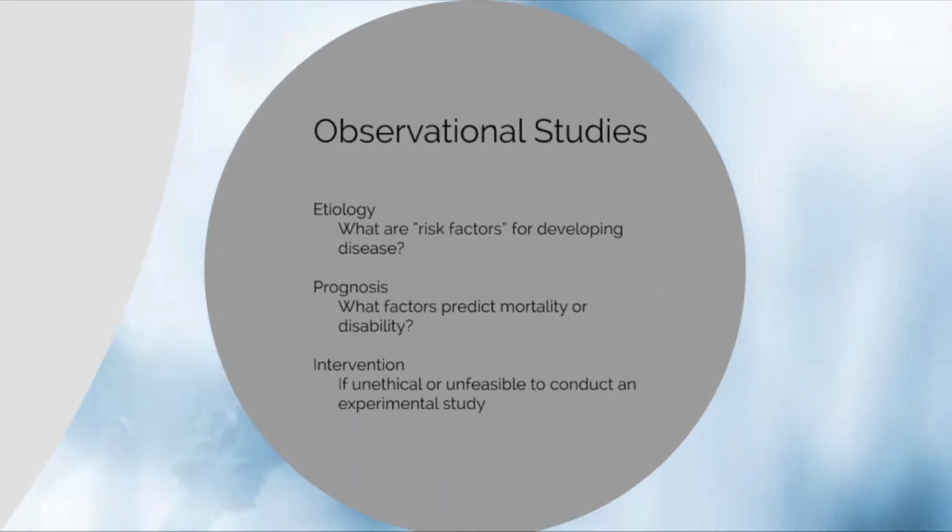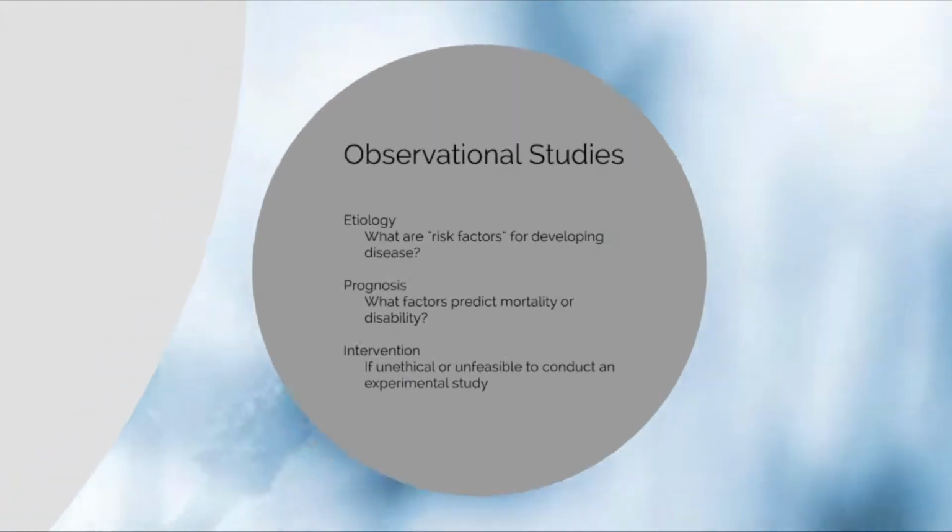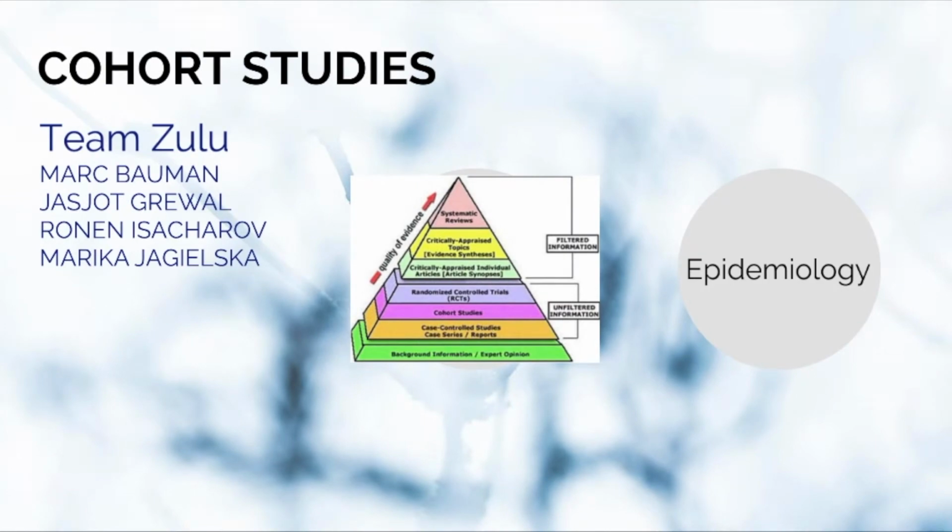There are three main components, which are etiology, prognosis, and intervention. You want to ask what risk factors are there for developing disease. What factors predict mortality or disability? Is it unethical or unfeasible to conduct an experimental study? This helps determine if an observational study is best.